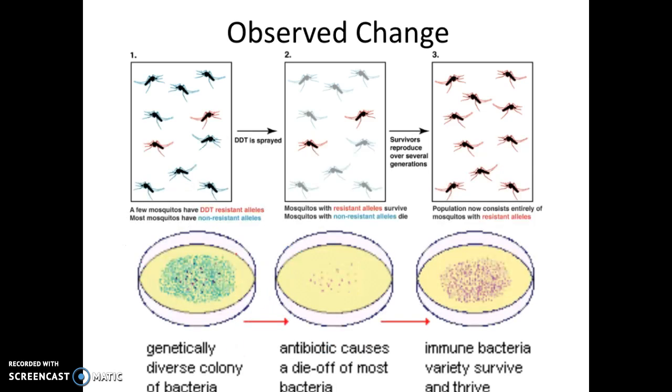We can also look at changes over time. We can look at how species have evolved. We can see how insects can evolve to be resistant to pesticides. Bacteria can be evolving to be resistant to antibiotics. We can see evolution happening.